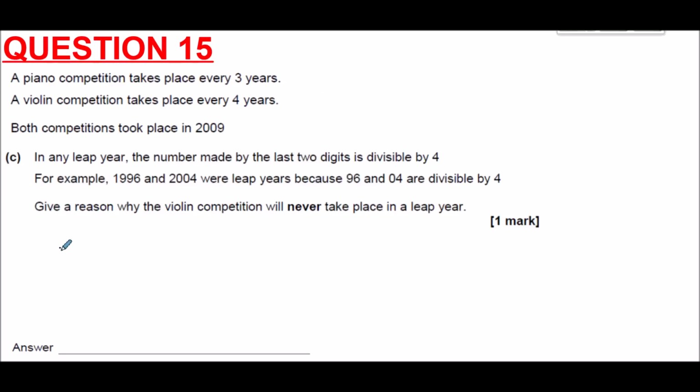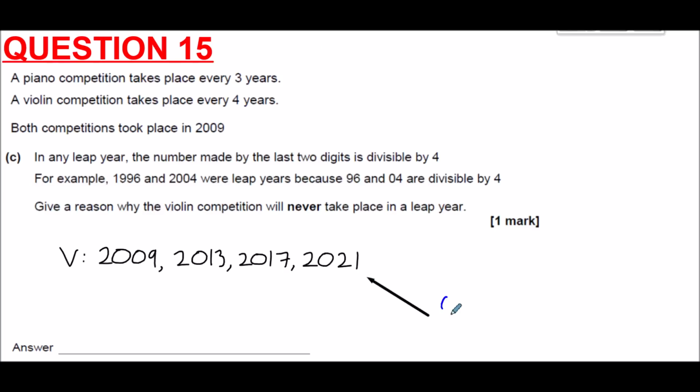Well, the violin competition took place in 2009, then it'll next take place in 2013, 2017, just copying down what we did from part B. But if you notice these numbers, all of these years are odd. But if a number is divisible by 4, it means it has to be even.